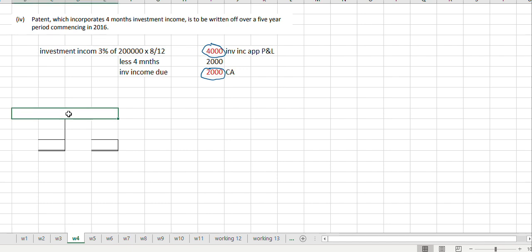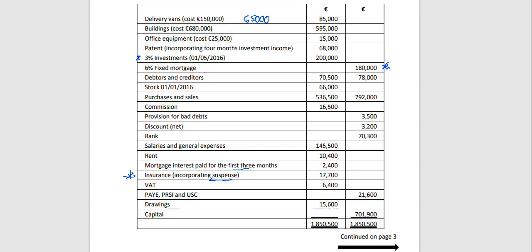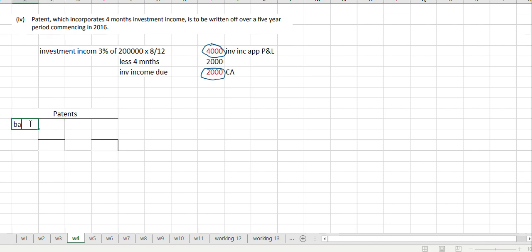Now we deal with the patents. If we take the patent figure from trial balance, patents figure is 68,000 on the debit side. So opening balance 68,000. The 2,000 that we just worked out for investment income, we debit that 2,000. Okay, so we have in total 70,000 is what our patents are worth. We are told patents are written off over 5 years.